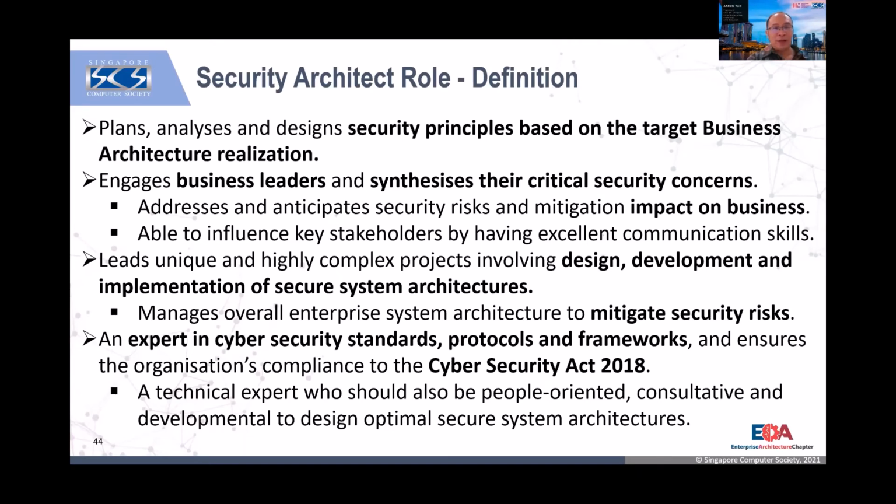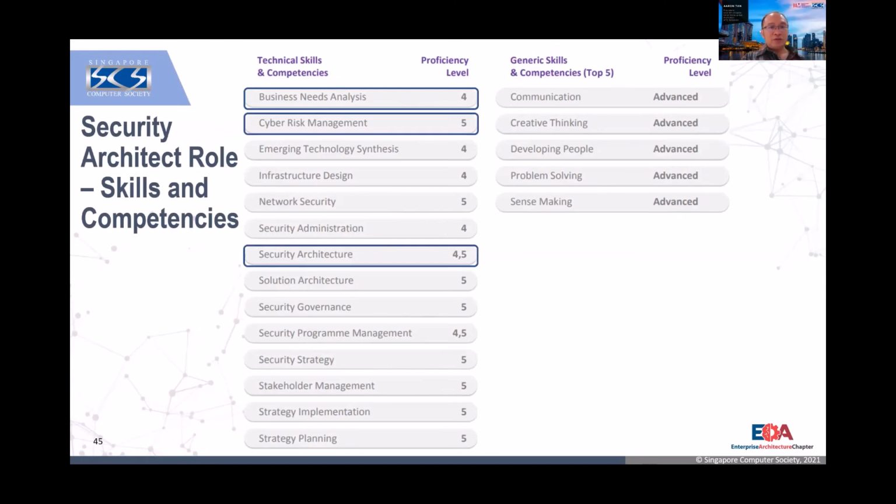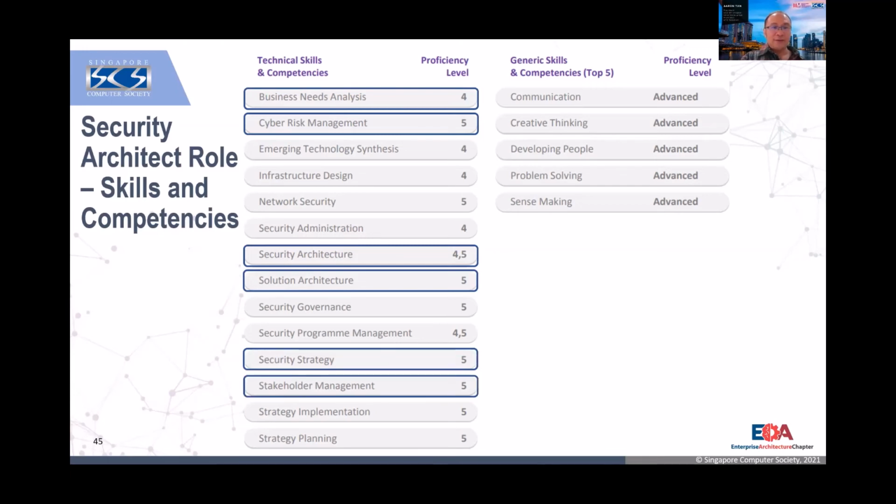And we need to apply the so-called security compliance into our implementation. Some of the technical skills required: business analysis, very, very important. So a security architect also needs to understand business, right? We need to know cyber risk. We cannot avoid this. We also need to master security architecture and solution architecture when doing development, in terms of the database design, network design, and your programming code as well needs to be secured. Then of course we need a strategy, stakeholder management, strategy implementation, planning as well.